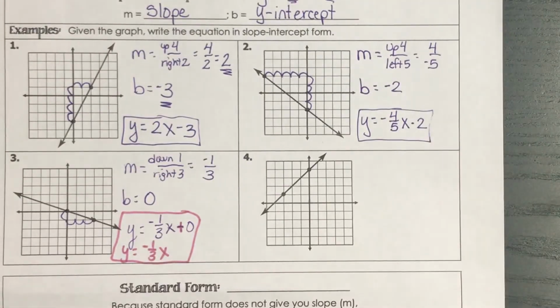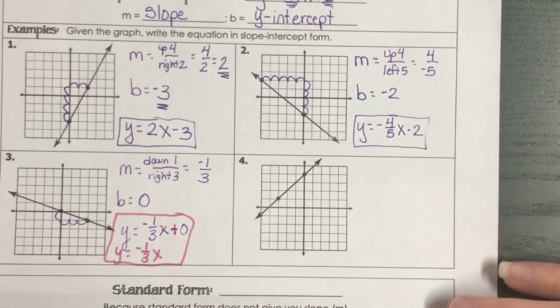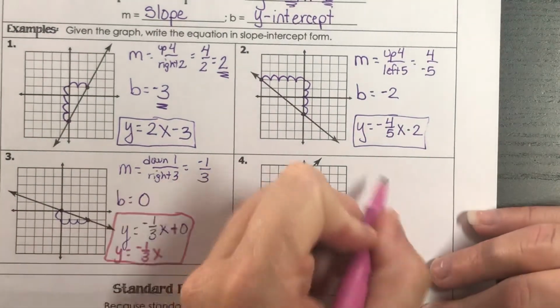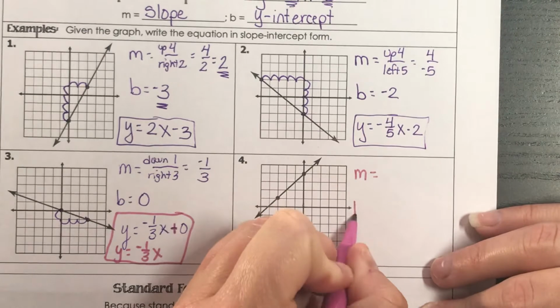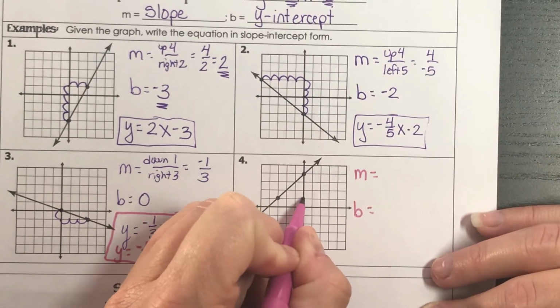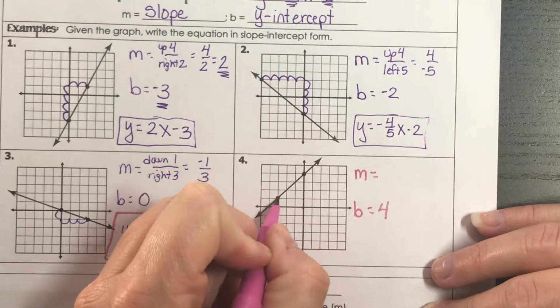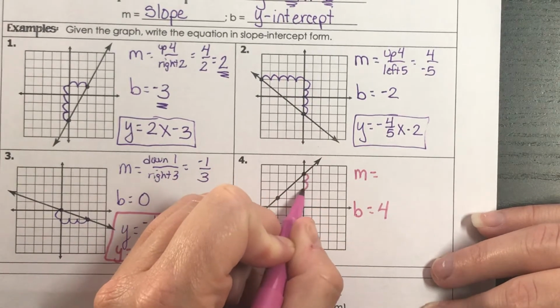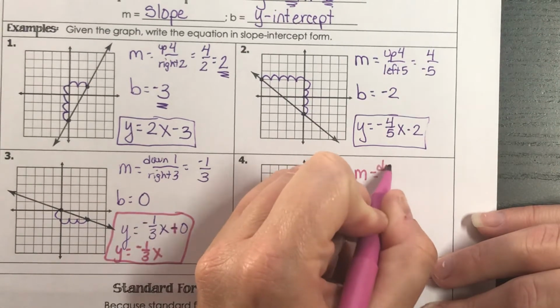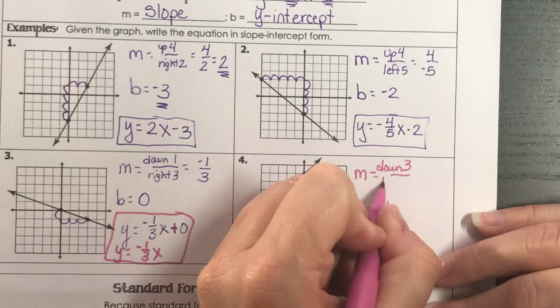For number 4, last one with the graphs, because the graphs are usually the ones that are a little bit more difficult. Your m and b. Here is my y-intercept. From 0, 0, it's 1, 2, 3, 4 up. So that's a positive direction. And then to get to the other point, I go 1, 2, 3 down. And then 1, 2, 3 to the left.